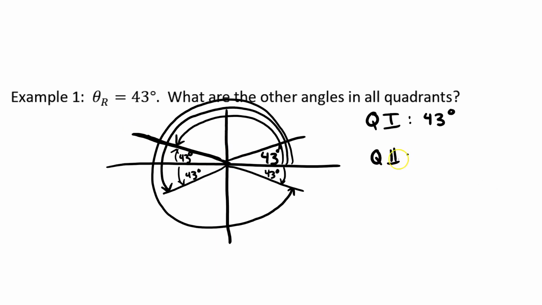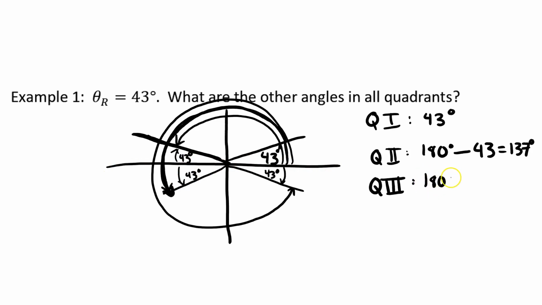So I'm going to say 180 degrees minus 43. So that's going to be 137 degrees. What about in quadrant 3? So in quadrant 3, we're looking at this one right here. So the one that follows all the way to here. So we're seeing that it's that 180 degrees plus the 43. So that's going to be 223 degrees. What about in quadrant 4?